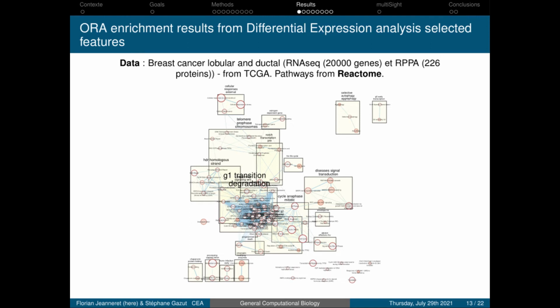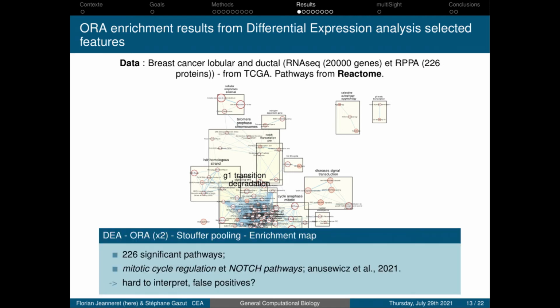So with this workflow, used on breast cancer data from lobular and ductal phenotypes, with gene and protein expression from TCGA, and enriched with pathways from Reactome, we have this network. We can see this network is really highly dense. It's hard to interpret. Actually, we have a lot of nodes.